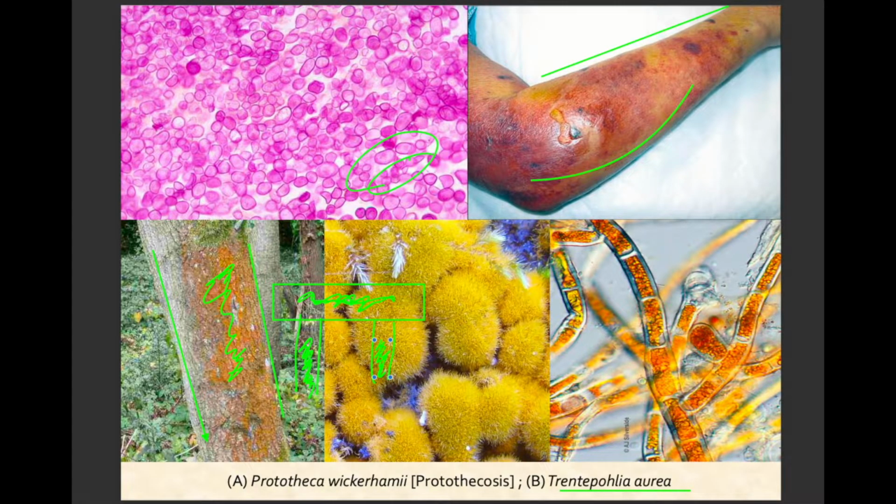But those are your Trentepohlia, or other species of Trentepohlia that are endemic here in UP, in the Philippines. Very orange due to the carotenoids and xanthophylls that can be present in the chloroplast of these species. Okay, so that's your Trentepohlia and Prototheca, interesting representatives of your chlorophytes.